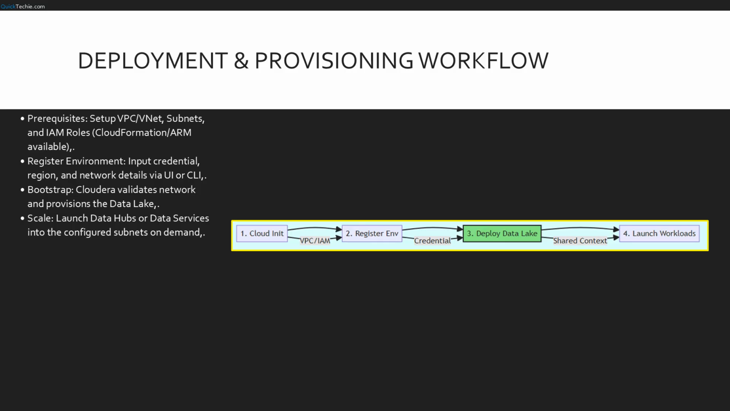Start at Cloud Init to build the VPC and IAM, move to Register to connect Cloudera. The system then automatically executes deploy data lake. Once green, you proceed to launch workloads. The arrows below show the dependencies. VPC/IAM feeds registration. Credentials enable the data lake, and the data lake's shared context enables the workloads.